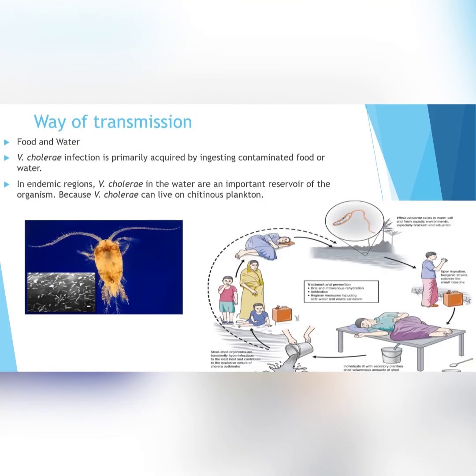The way of transmission of cholera is through food and water. The Vibrio cholerae infection is primarily acquired by ingesting contaminated food or water. In endemic regions, Vibrio cholerae in the water are part of an important reservoir of the organism because Vibrio cholerae can live on chitinous plankton, which is a kind of plankton, living things living in water.